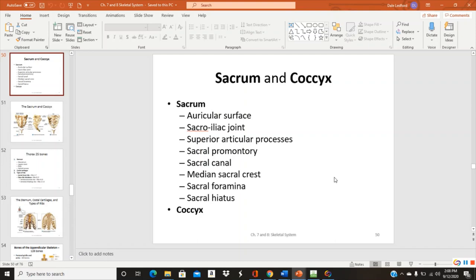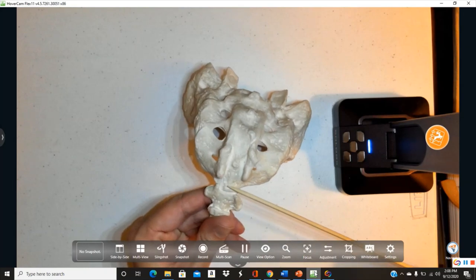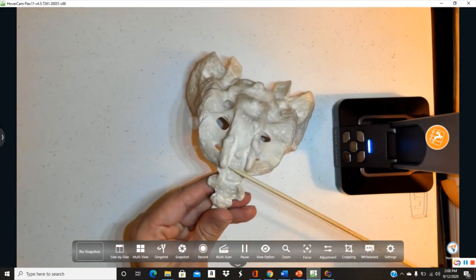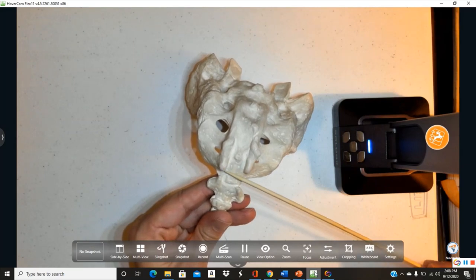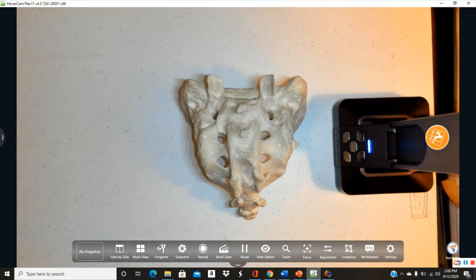Now, the sacral hiatus would be right about here. There's an opening right about here where you have your coccyx attached, and it would be the opening in the sacral canal in the inferior aspect, referred to as the sacral hiatus. A hiatus is an opening.